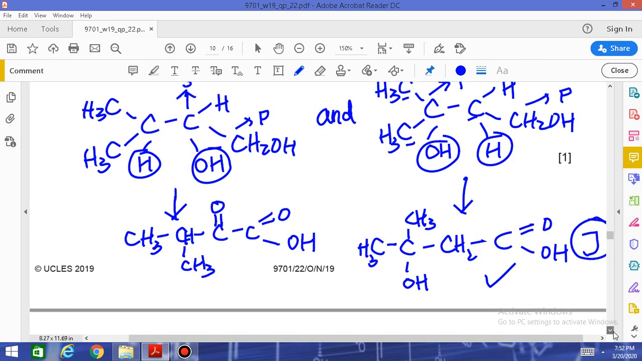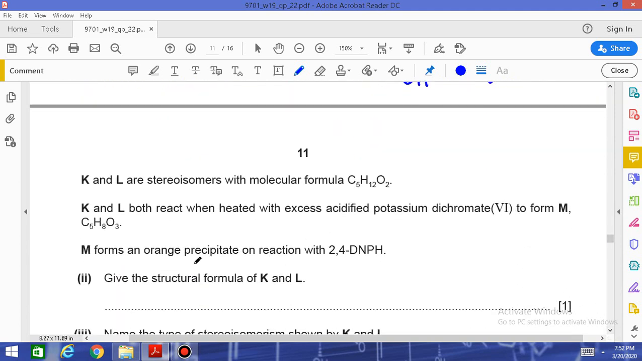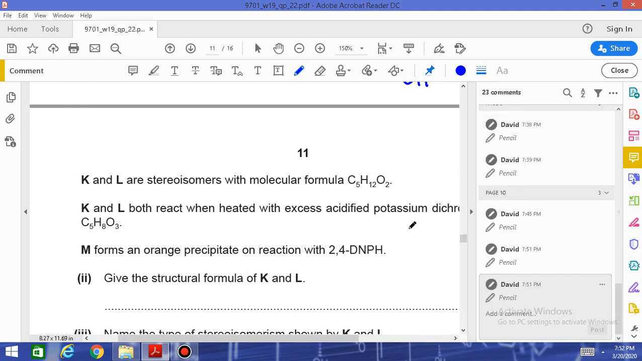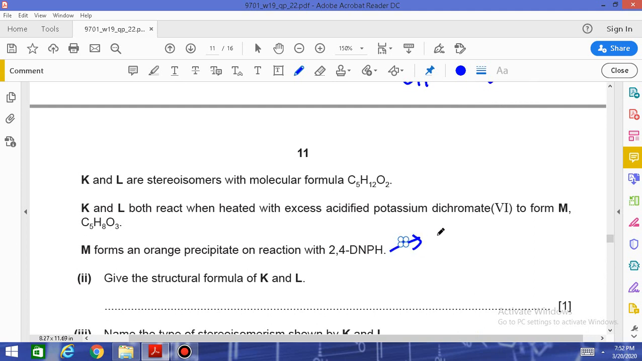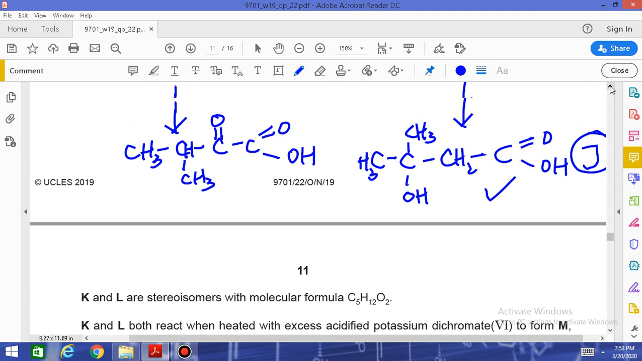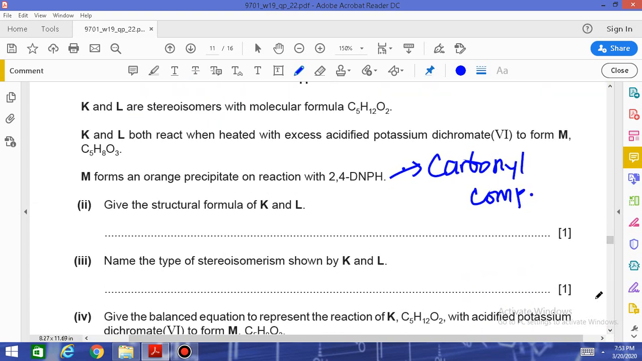So there is a reaction with 2,4-DNPH, so there is an aldehyde or ketone. So there is a carbonyl compound produced. Give the structural formula of K and L. So this one, K and L. So this is the structural formula of K and L, or we can simplify it.